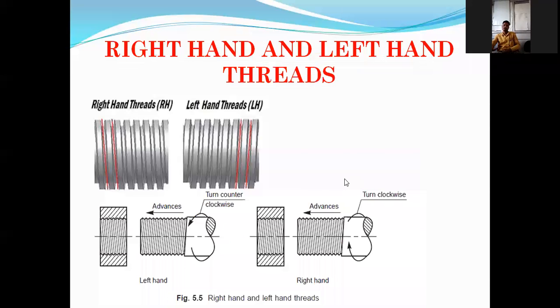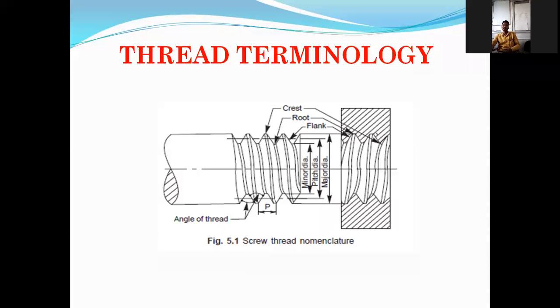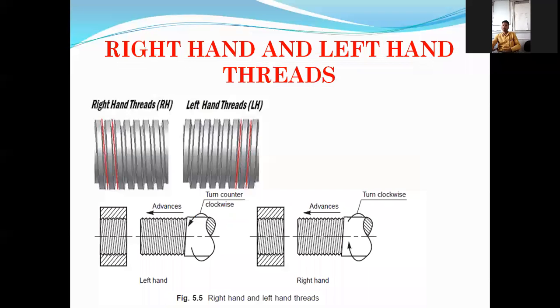Up till now, we have discussed just the thread. But going a little further, there are two types of thread. One is left hand thread denoted by LH, another is right hand thread denoted by RH. There are two methods to identify them. One is the identification method, visualization, or observation. By observing the thread we can identify which type of thread it is.